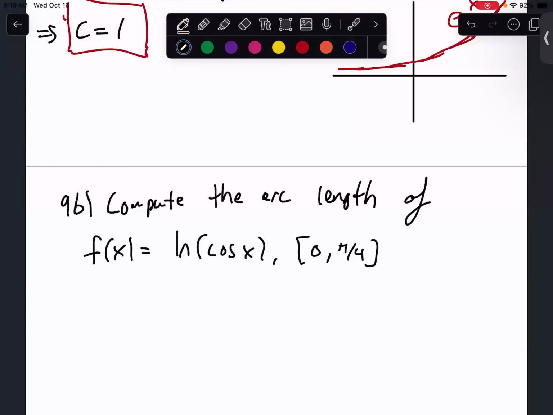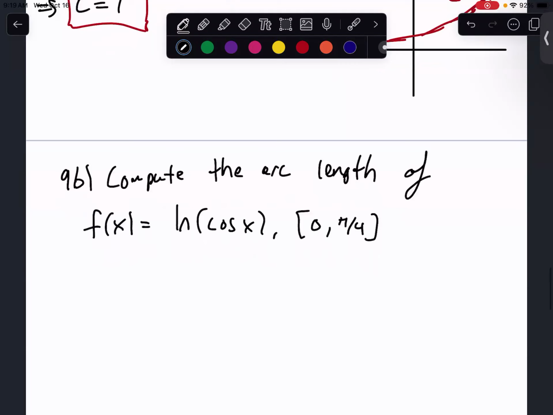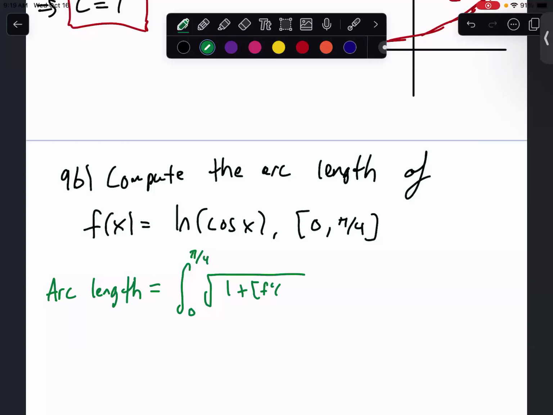And so for this one, it helps to remember what the arc length formula is. So we have that arc length in general is given by the following formula. Arc length is going to be equal to the integral from 0 to pi over 4 of the square root of 1 plus the derivative squared dx. So this is a general equation for the arc length.